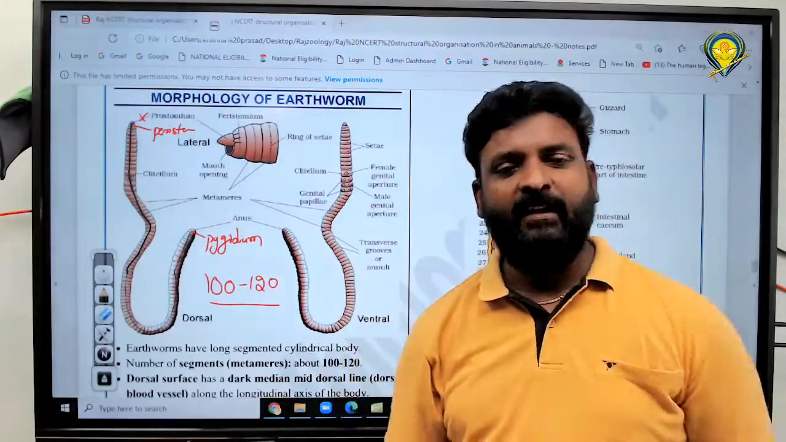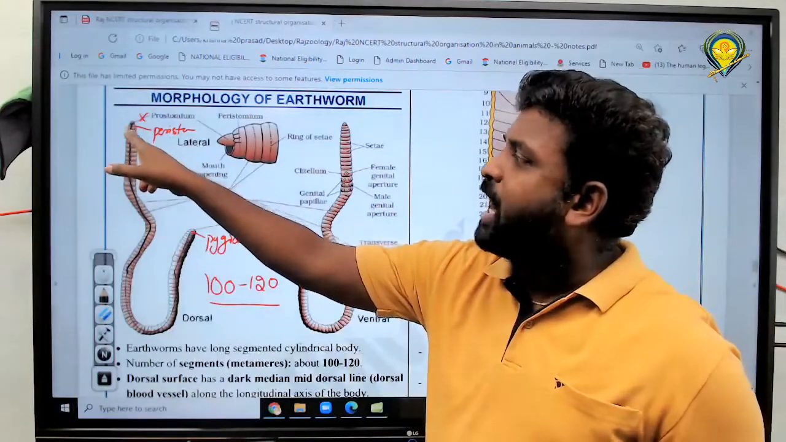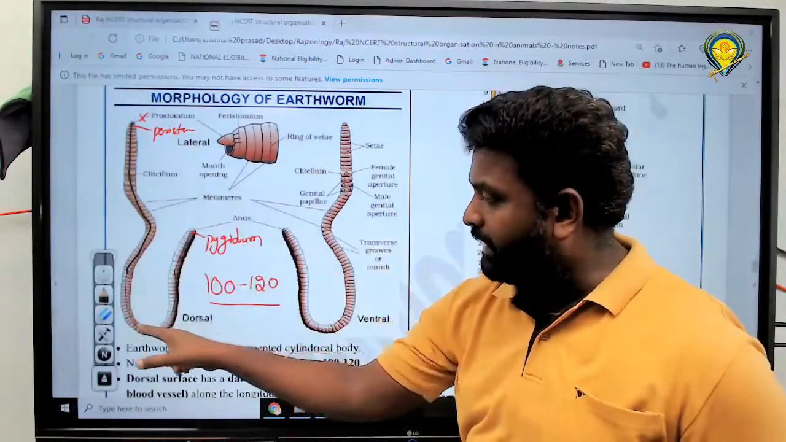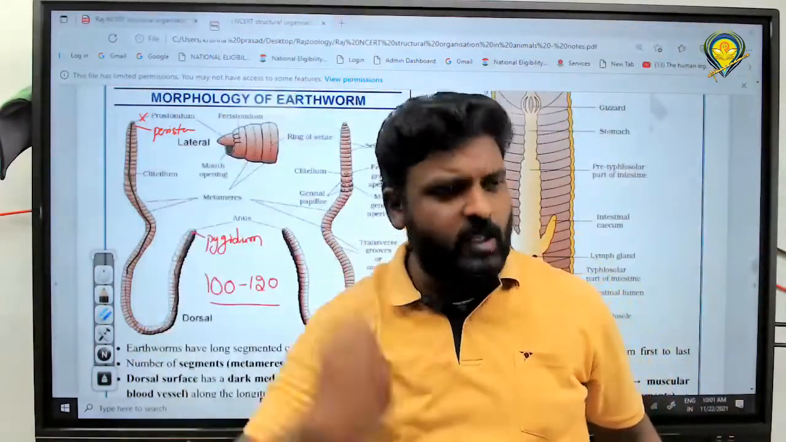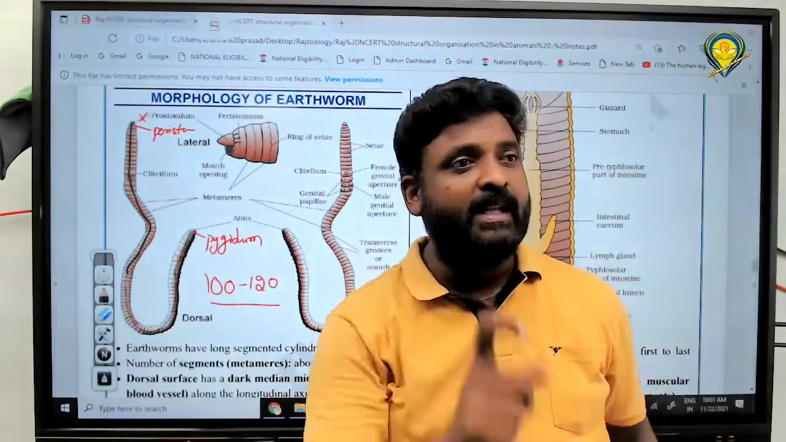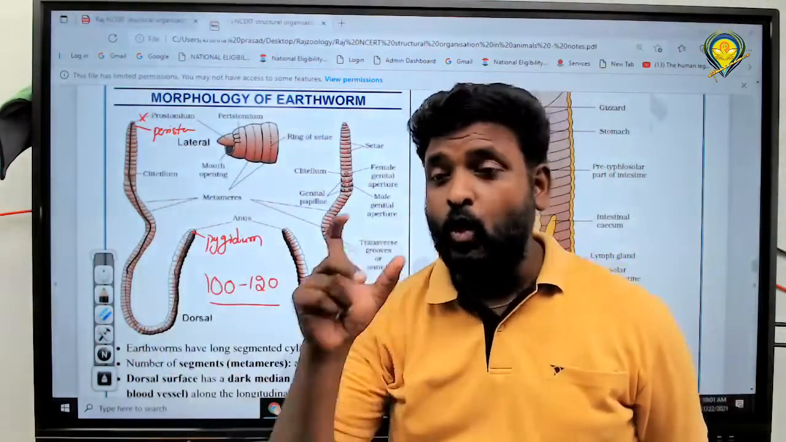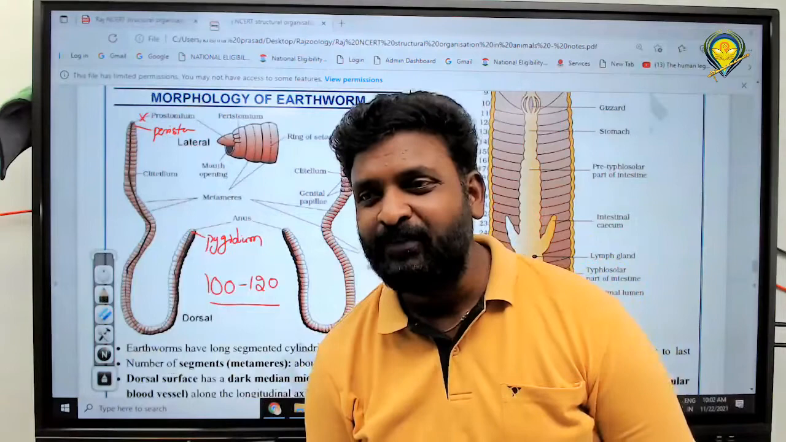Yes, exactly. So the presence of a dark medial line throughout the length of the body, along the longitudinal axis of the body, that is called the dorsal blood vessel. What is it?